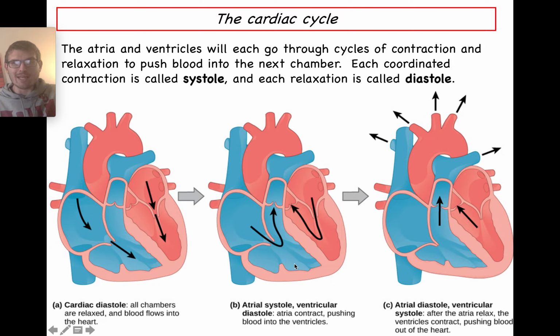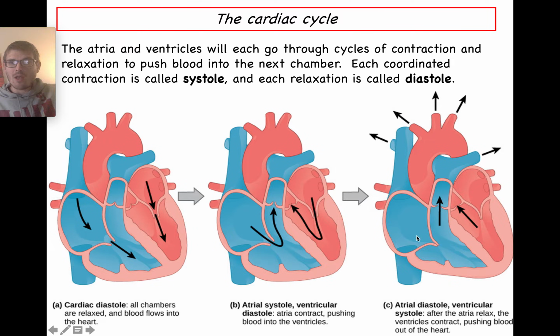So we push blood into the ventricles, but you will recall at this point, because the pressure in the ventricles is relatively low, and certainly lower than the pressure in the arteries, those semilunar valves are going to be shut. So when the atria contract, the blood moves from the atria to the ventricles, but does not move any further beyond that.